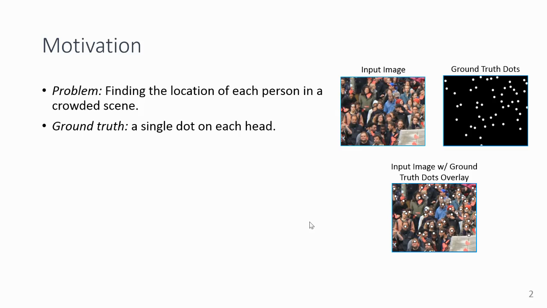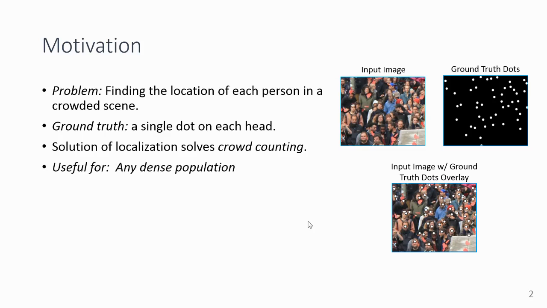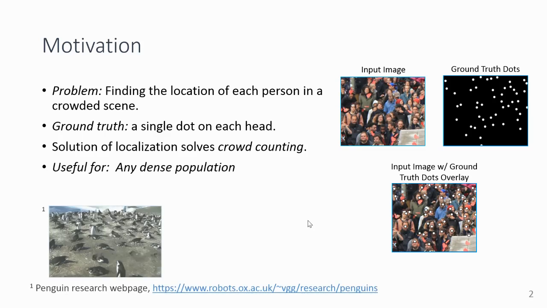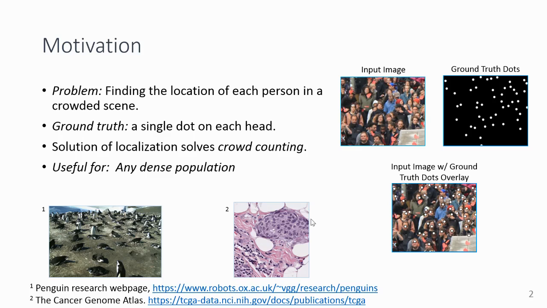Crowd localization is about finding the location of each person in a crowded scene, where the ground truth is in the form of a single dot on each head like we see on the right. The solution of localization naturally solves the crowd counting problem, where the target is the total number of people in the image. Crowd localization can be further extended beyond people to any dense population such as animals or biological cells, and is important for conducting any spatial analysis on the population.